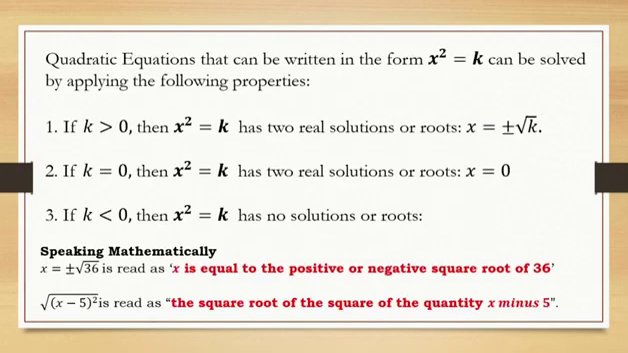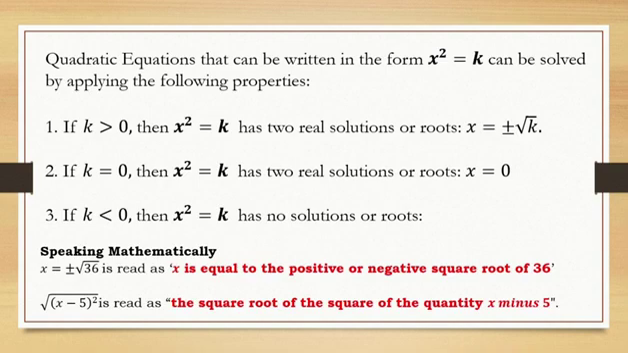Alright. So, quadratic equations that can be written in the form x squared is equal to k can be solved by applying the following properties. First, if k is greater than 0, meaning mas mataas sa 0, then x squared is equal to k. It has two real solutions or roots. So, we will have x is equal to positive or negative square root of k. Second, if k is equal to 0, then x squared is equal to k, and it has two real solutions or roots, which is x is equal to 0.